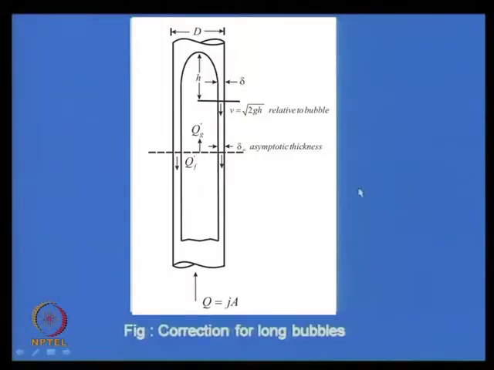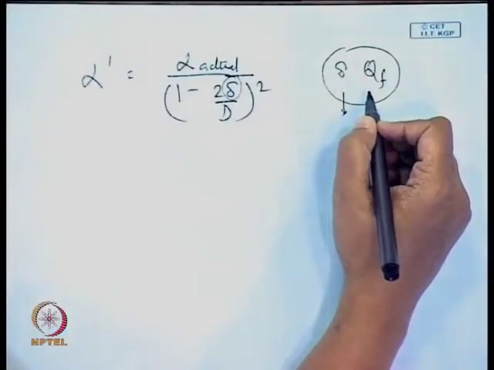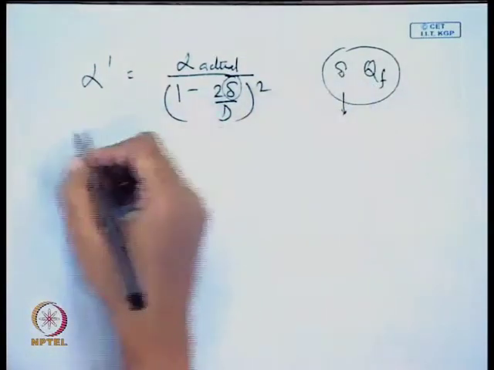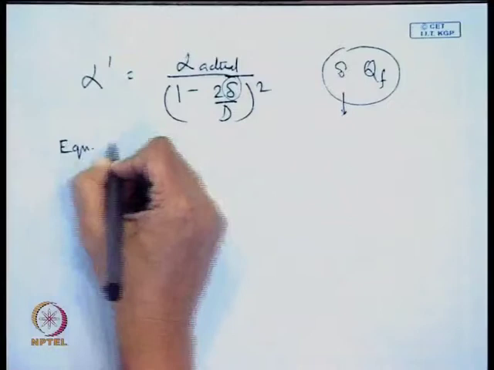Yesterday somebody was asking that actually we should consider QF flowing down. So when the film thickness is quite significant, we have to do it. There we did not do it because the film was very thin. So in this particular case, one equation you can obtain from film theory, and the other equation you can obtain from the equation of continuity.